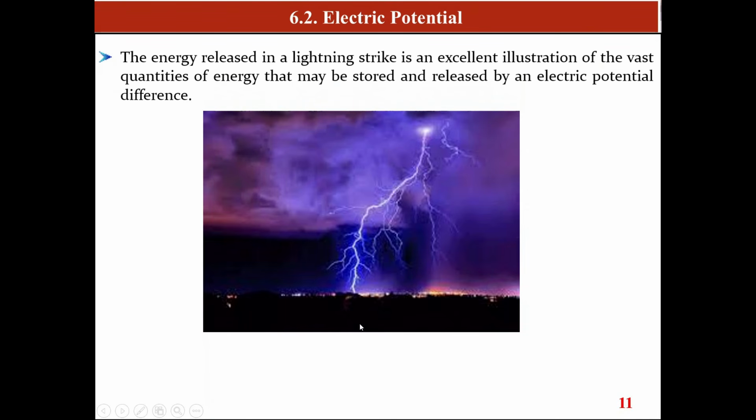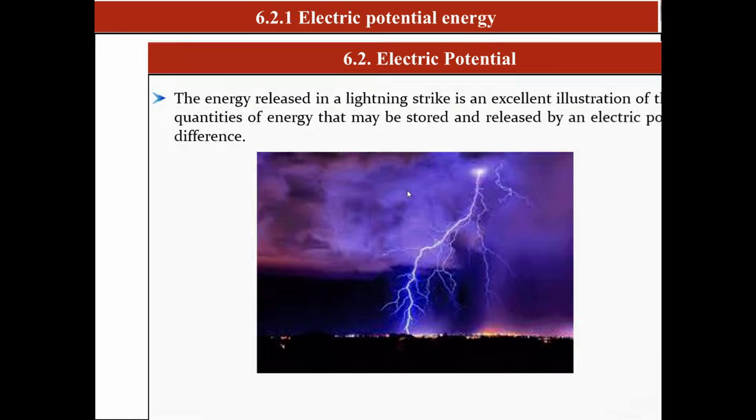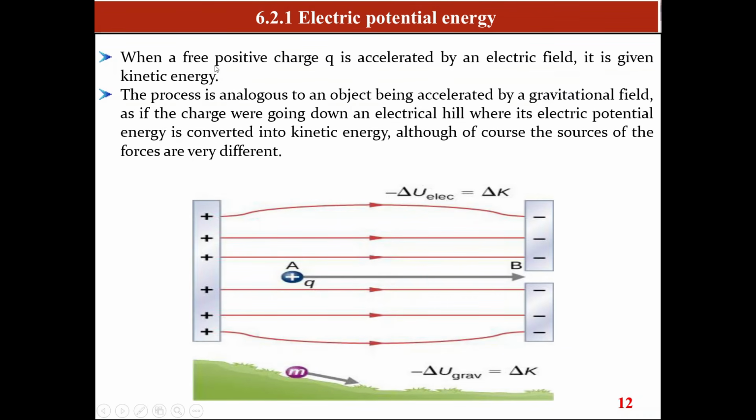Okay, so the energy released in a lightning strike is an excellent illustration of the vast quantities of energy that may be stored and released by electric potential difference. The energy stored actually appears because of the presence of those clouds. Okay, so electric potential: when a free positive charge Q is accelerated by an electric field, it is given kinetic energy. The process is analogous to an object being accelerated by a gravitational field.